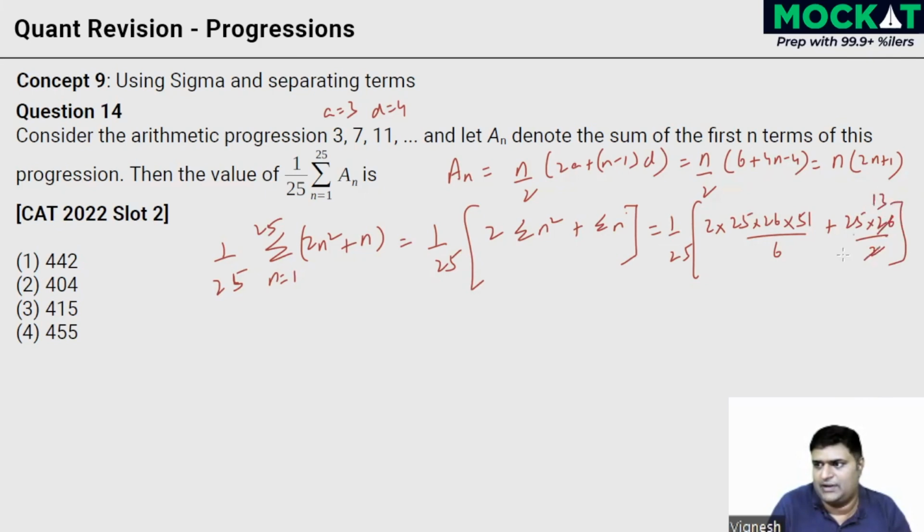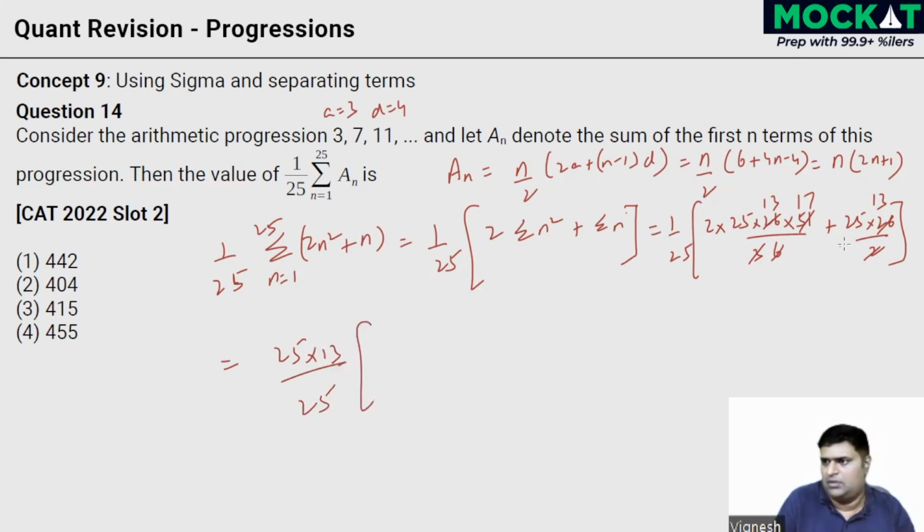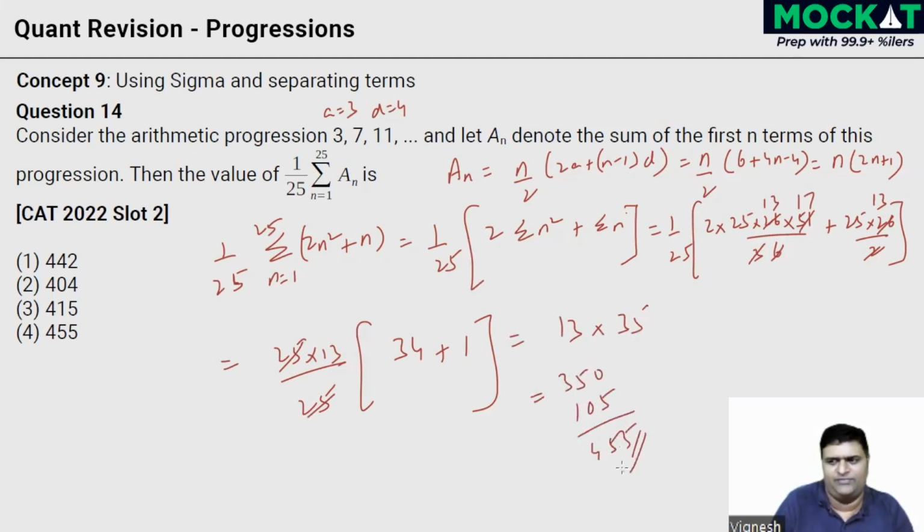2 I can cancel with this and I get a 13. I cancel a 2 over here and I get a 13. I get a 3 here. 3 over here is going to give me a 17. So what I can do is take a 25 into 13 out. So 25 into 13 divided by 25, right? And what I get inside is going to be 2 into 17, which is 34, plus 25 into 13 is out, so just a 1. 25 is cancelled. Supposed to be a 13 into 35, 350 plus 105 comes to 455. Option 4 over here becomes the answer.